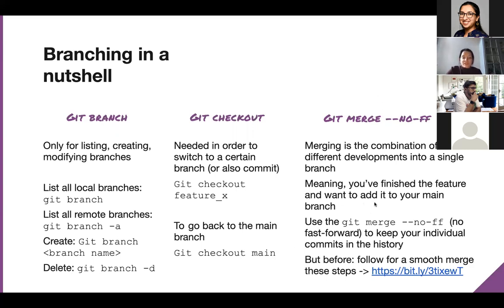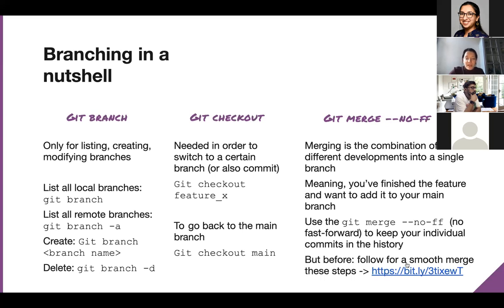Maybe very shortly to this git merge. Git merge is for when you have finished the development on the feature branch and you want to incorporate those changes into your main branch, or in this case, the better way would be the develop branch. Then you would use git merge --no-ff and then the branch name.